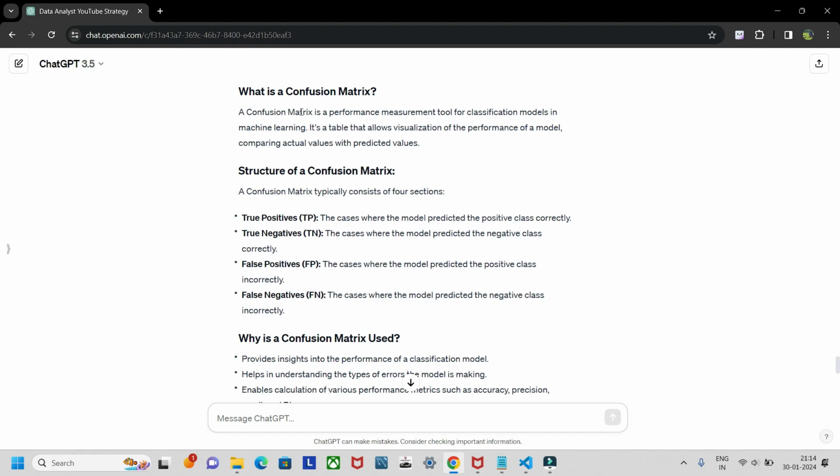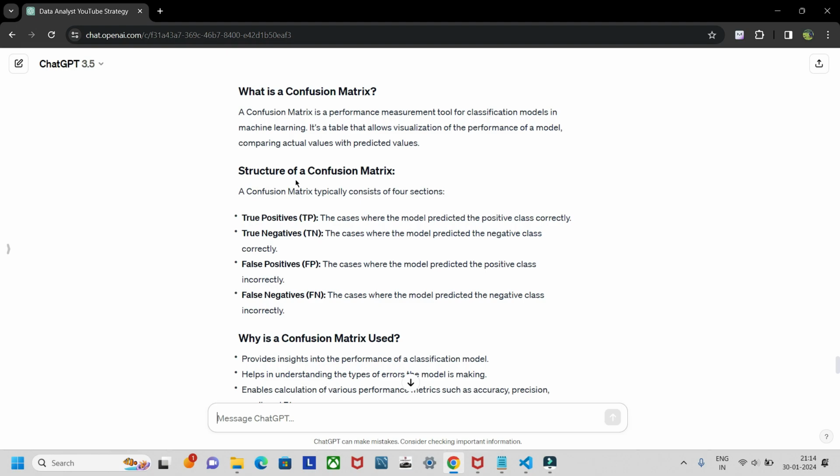Okay, so starting with what a confusion matrix is. A confusion matrix is a performance measurement tool for classification models in machine learning. It's a table that allows visualization of the performance of a model by comparing actual values with the predicted values. The confusion matrix gives you the performance measurement in the form of values like true positive, true negative, false positive and false negative. I will make you understand what these values are and how they let you measure the performance of the model. Basically it gives you an idea of how good your model is in the case of classification models.